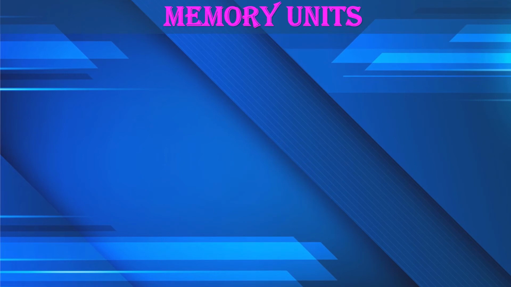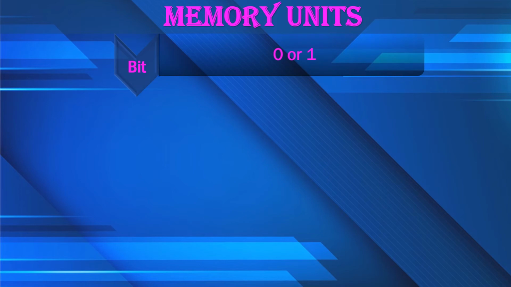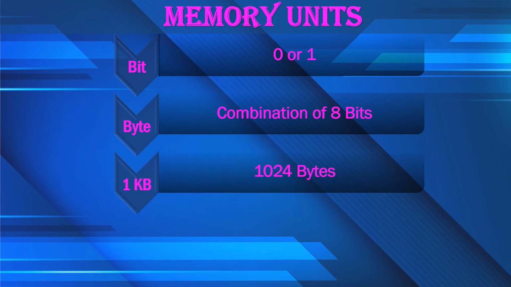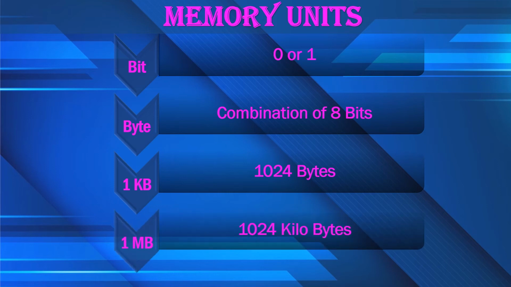Before moving to the type declaration characters, let's revise some memory units. You know the smallest memory unit is bit. It's either 0 or 1. Then byte is a combination of 8 bits. 1 kilobyte is equal to 1024 bytes and 1 megabyte is equal to 1024 kilobytes.